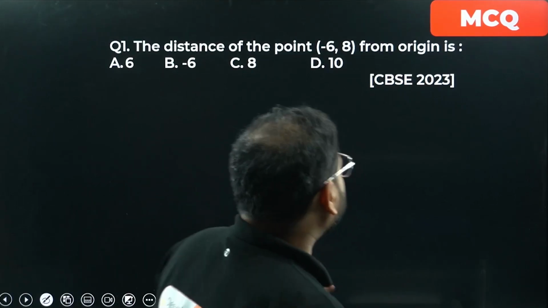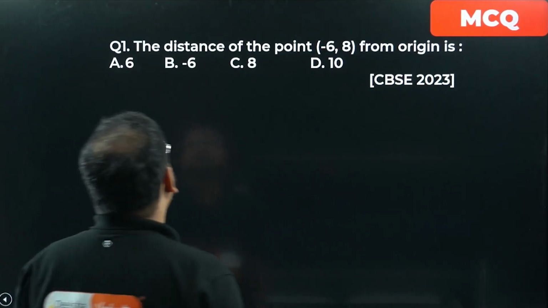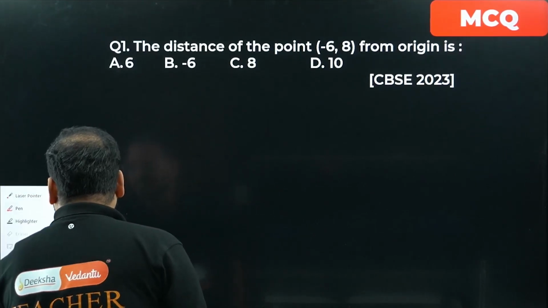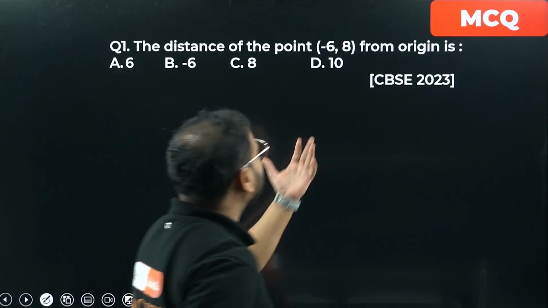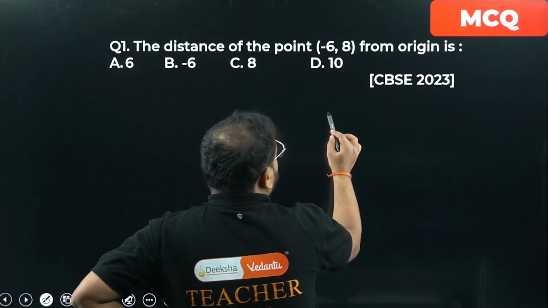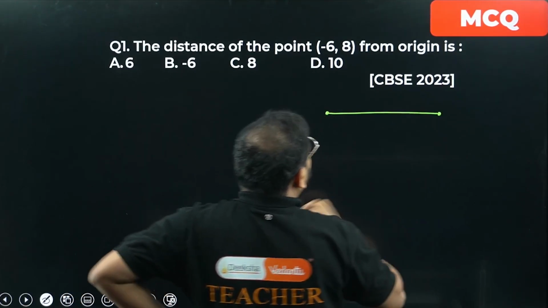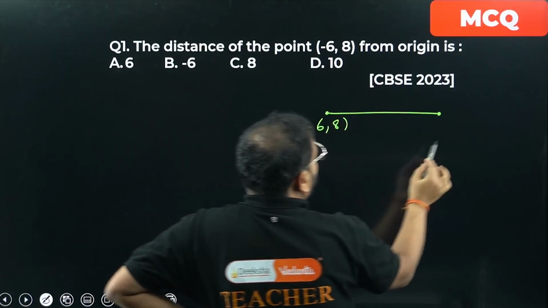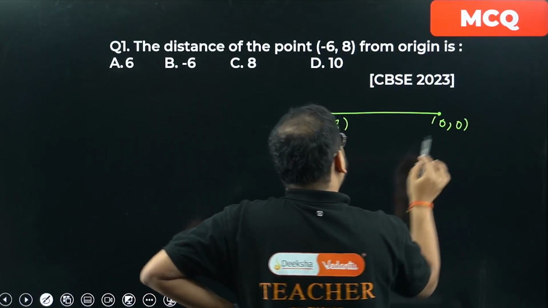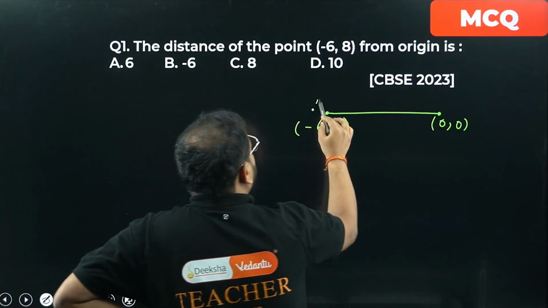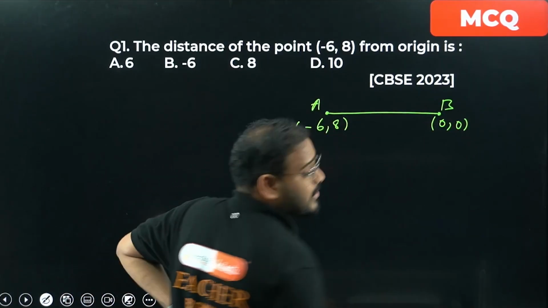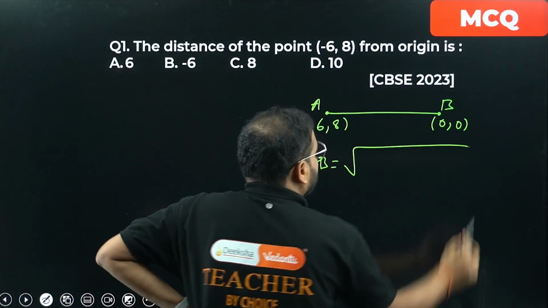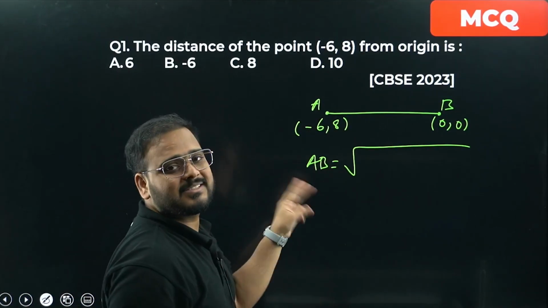Now moving on to question number 1 on the MCQ side, the distance of the point from the origin. I've done this question before, but I wanted to do this anyway because it looks good to me. Please check here. I have the points given like this. This point is what? -6, 8. Origin means 0, 0. If I take this to be point A and this to be point B, the distance AB would be given by the distance formula, square root of the sum of the squared differences.